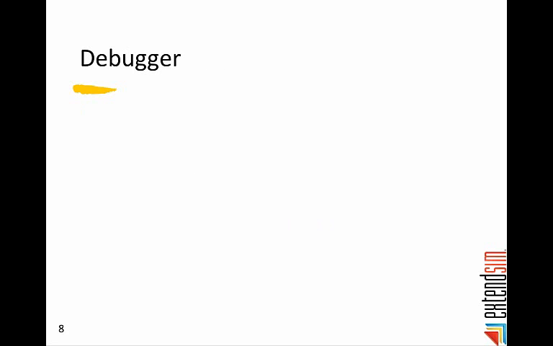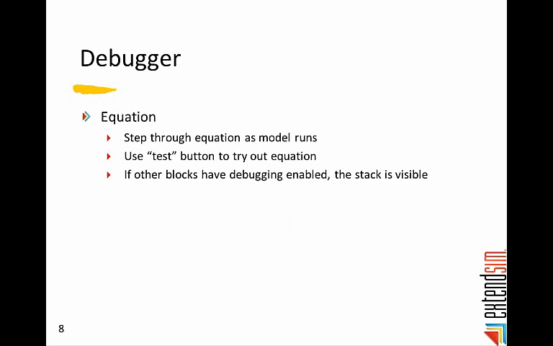Now, one of the new features in 8.5, in version 8, was the equation debugger. And this allows you to step through an equation as it goes. So one of the features I often use is the test button. And this allows you to actually run the equation without running the simulation. So you don't have to always run a simulation model to go through the equation debugger and test your equation.